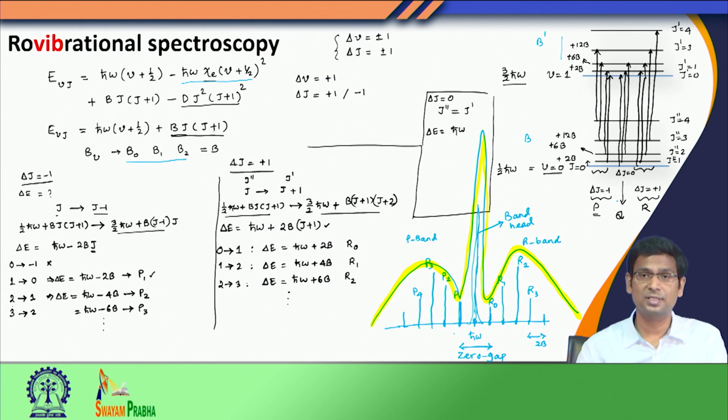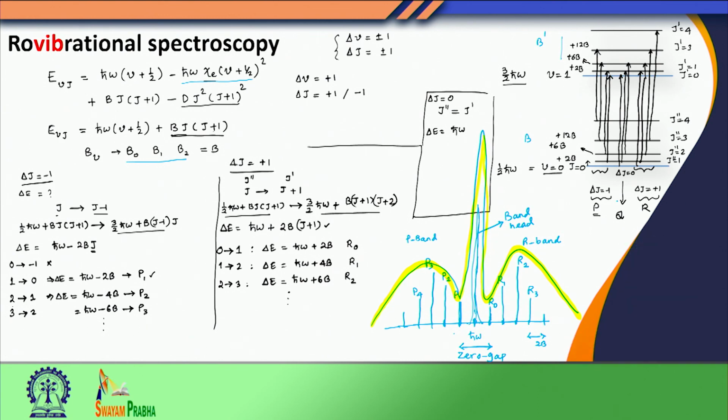So, in this class we discussed rovibrational spectroscopy, and rovibrational spectroscopy comes into the picture because when you use infrared radiation, we not only excite the molecule in its vibrational state, we simultaneously excite the molecule in its rotational state. So, in many cases both rotational and vibrational motions are changing because of infrared radiation, and the corresponding spectrum that we get, we call the rovibrational spectrum. Thank you for your attention.